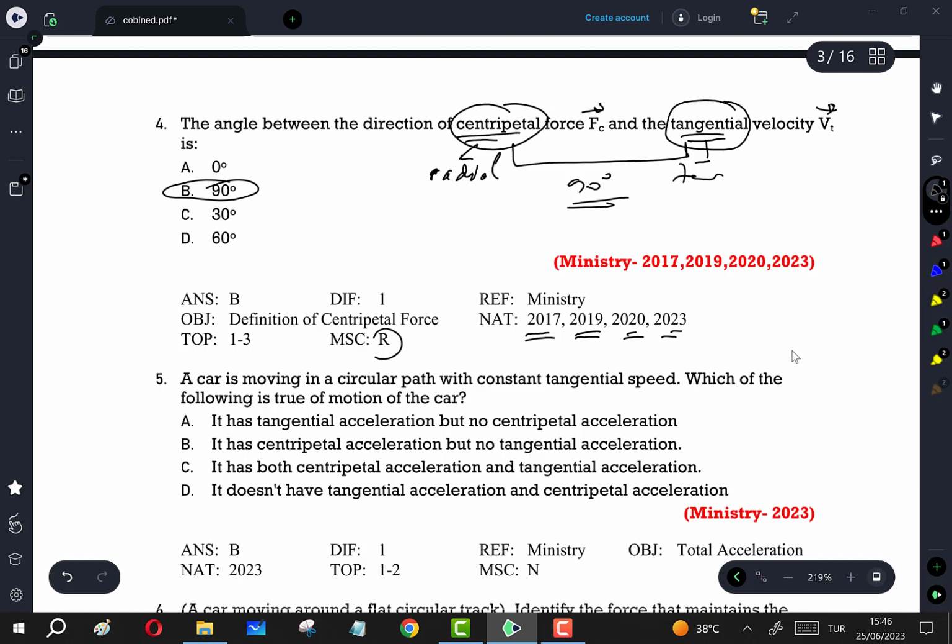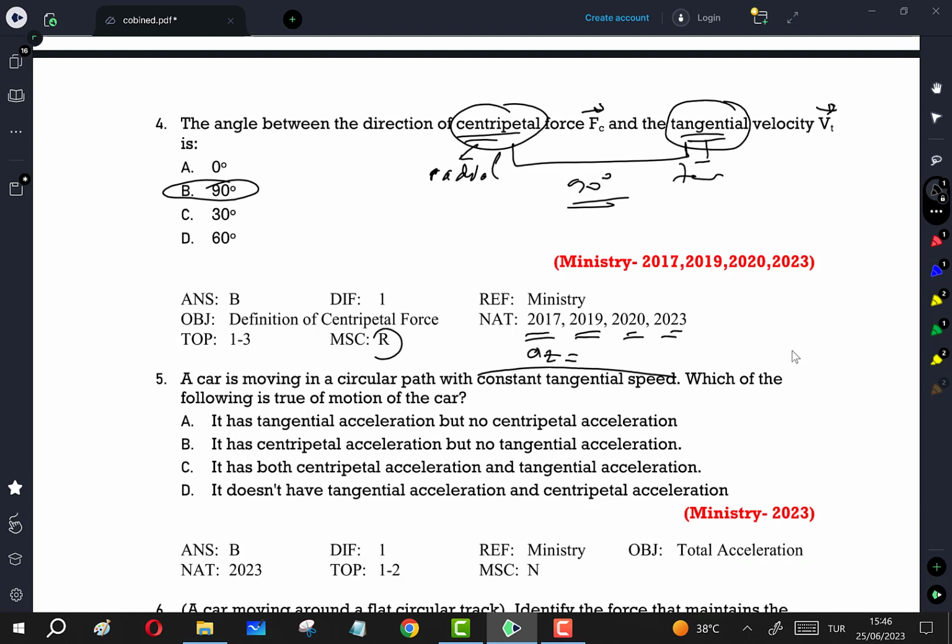A car is moving in a circular path with constant tangential speed. If tangential speed is constant, tangential acceleration at is 0, because tangential acceleration happens if tangential speed increases or decreases. Moving in a circular path always produces ac. So ac is not 0, because the object moves in a circular path, its direction changes. Because of the direction change, there is going to be centripetal acceleration, of course. But because of constant tangential speed, at is 0.